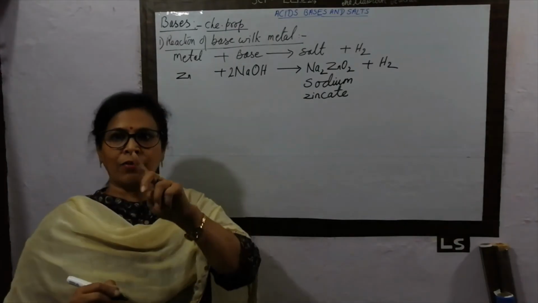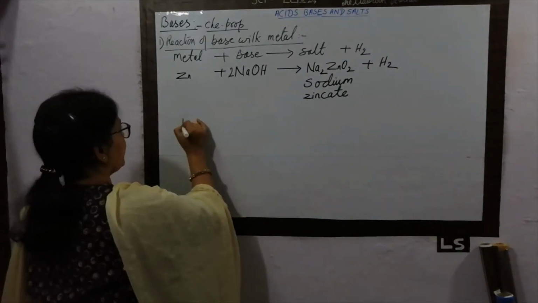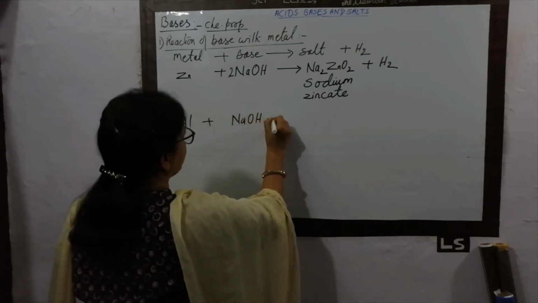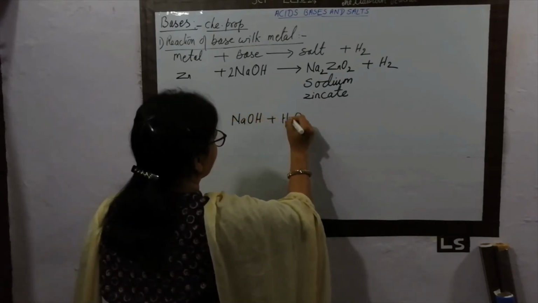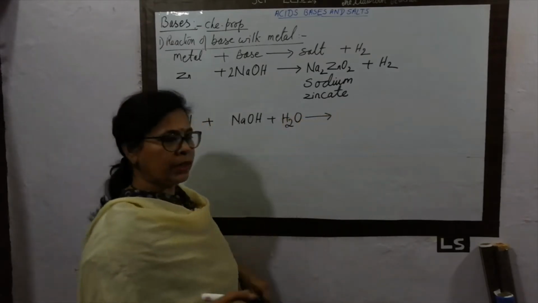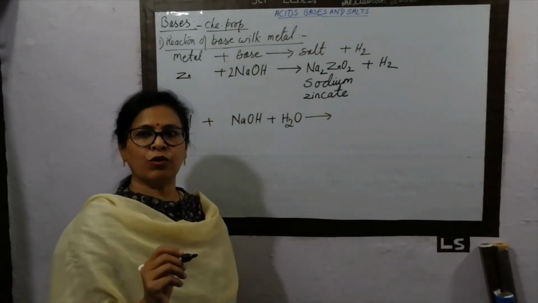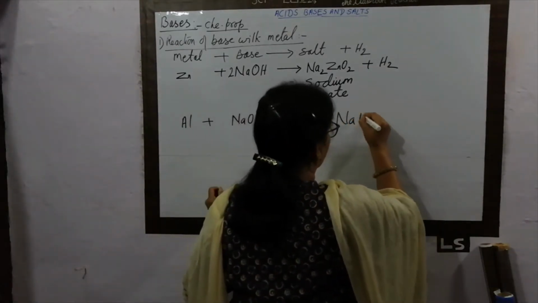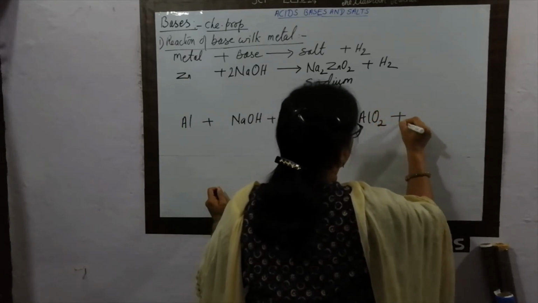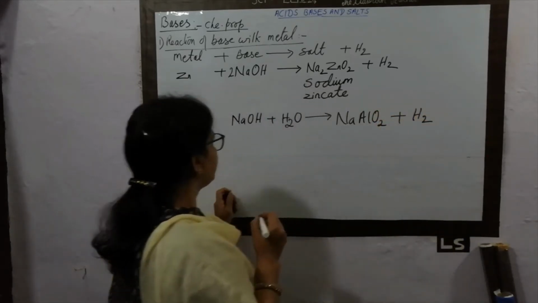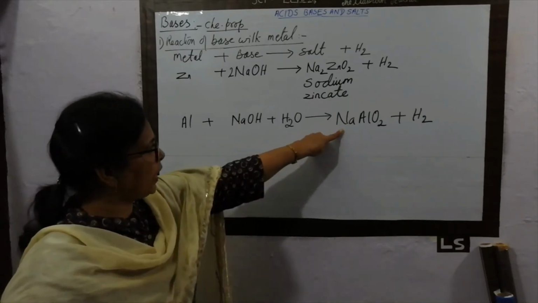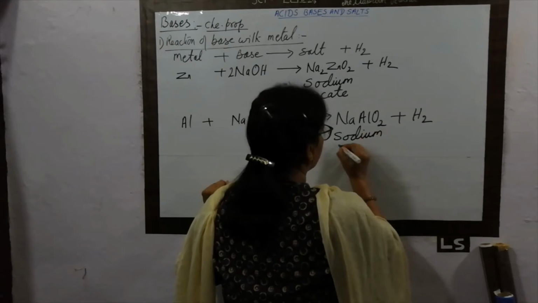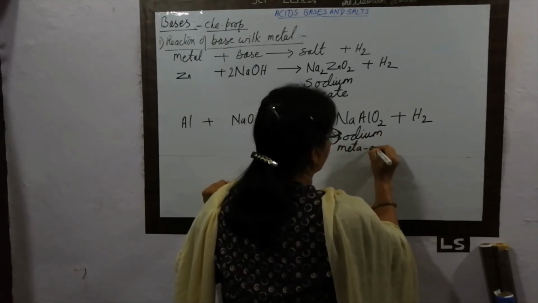One more equation you have to learn in this heading, with aluminium. Aluminium combines with sodium hydroxide, but this reaction is completed in the presence of water. And what happened in this reaction? The substance which is formed is called sodium meta-aluminate, that is NaAlO2, by releasing hydrogen. Now check the balancing of the equation. So this is sodium meta-aluminate.